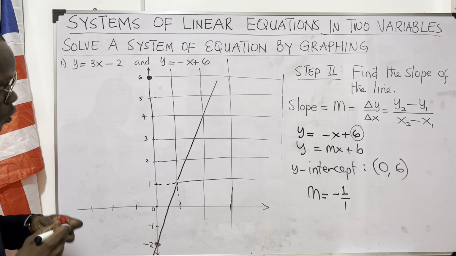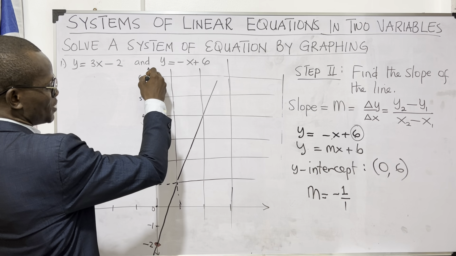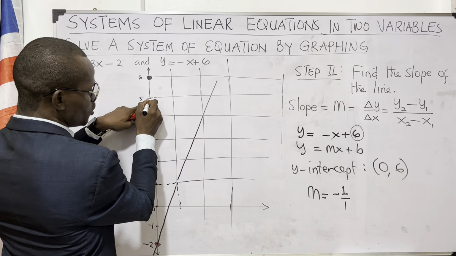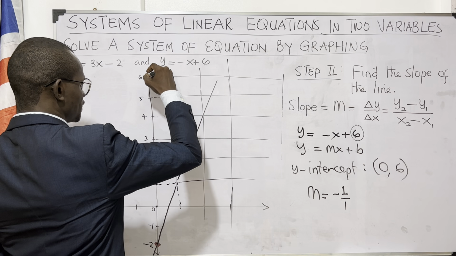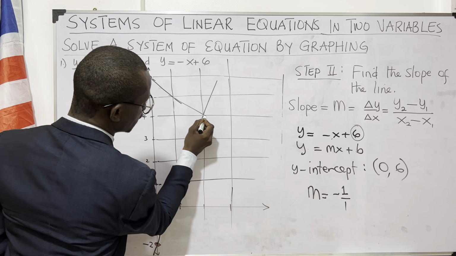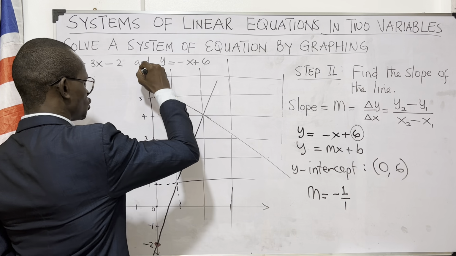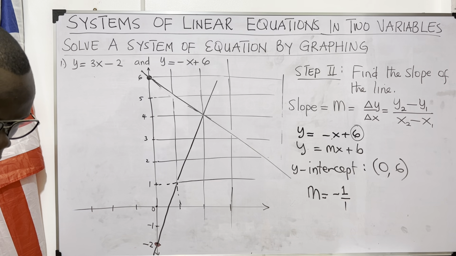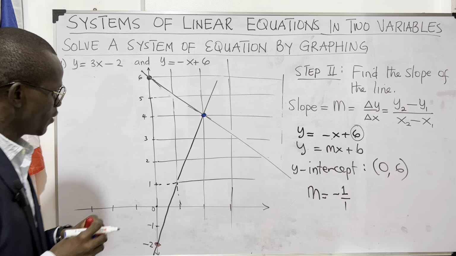So what do we do? We move 1 unit downward because it's negative. So move 1 unit downward from the 6. And then we move 1 unit in the right direction, right? So it's something like this. So what do you observe? We observe that both graphs intersect at a particular point. And what is that point?